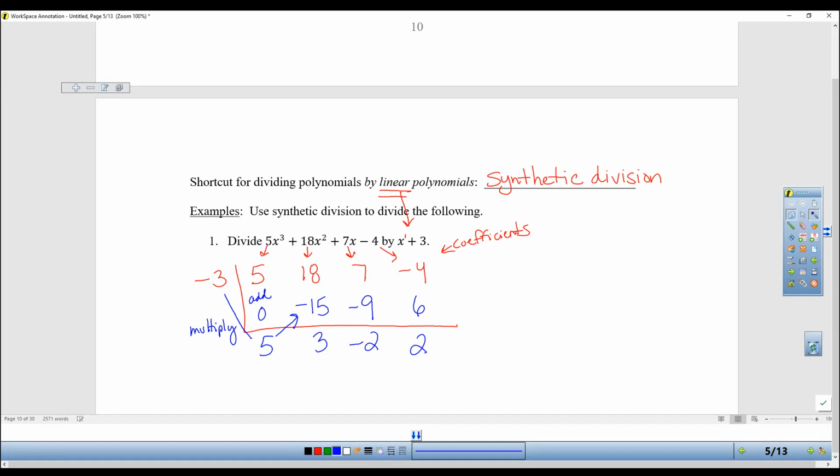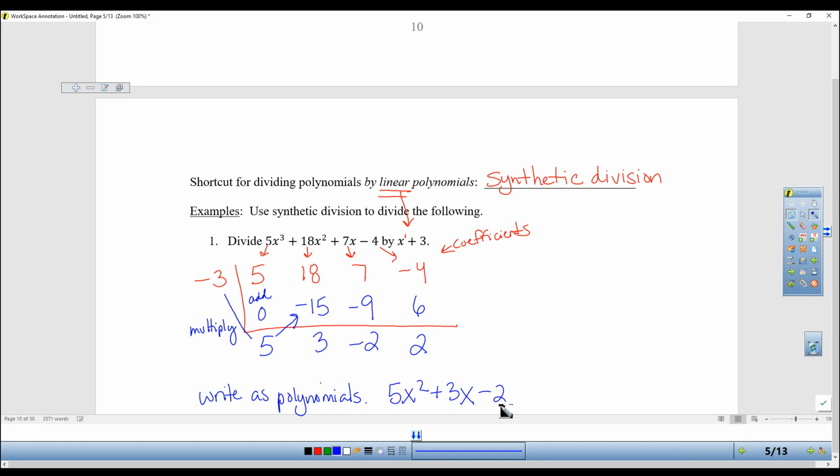So once you get to the end, then you have to change those numbers back into a polynomial. But it's going to be 1 less degree than it used to be because you've divided. So it used to be x cubed, now it's going to be x squared. 5x squared plus 3x minus 2.